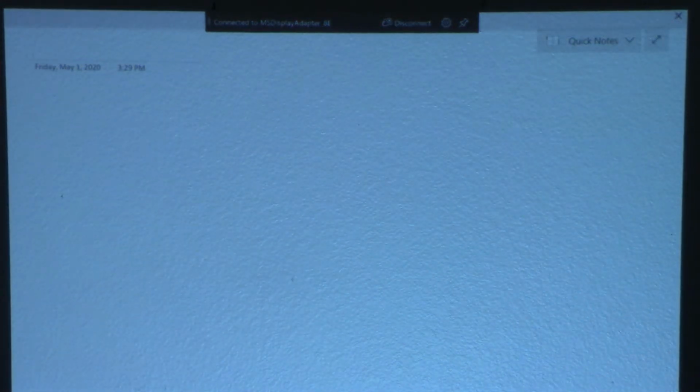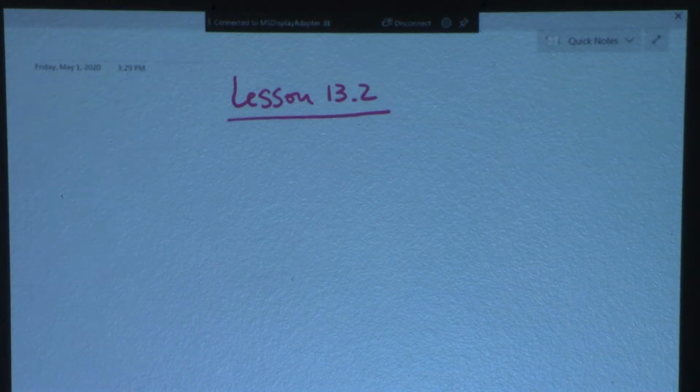All right, let's get started. So I'm going to sit down and we're going to go from there. Okay, so we've been doing chapter 13 now. And this is going to be lesson 13.2. And it's about adding and subtracting polynomials.